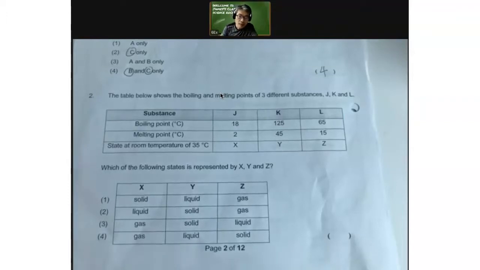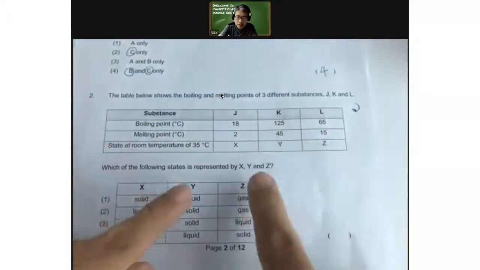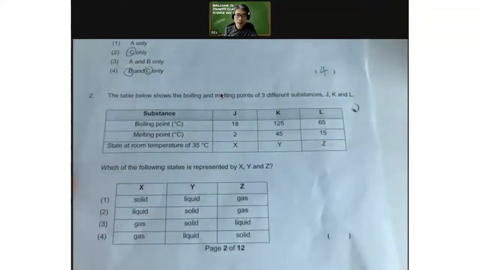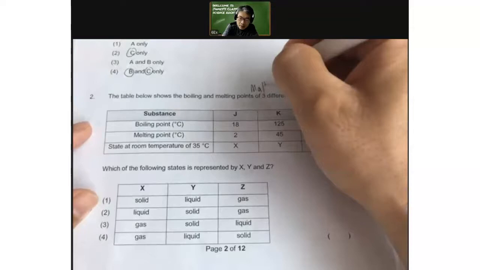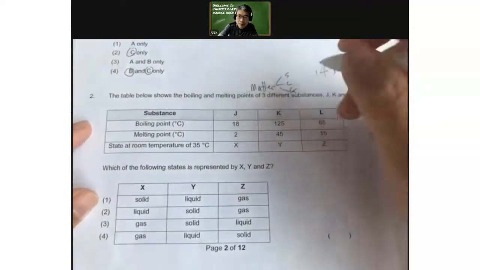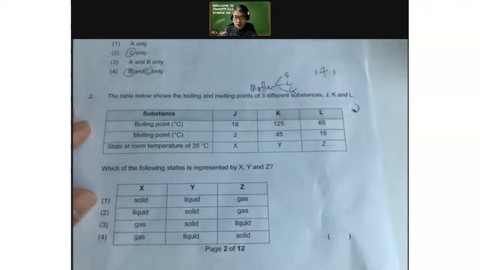Let's continue. The table here, table refers to this thing with many columns and rows. It shows the boiling and melting points of 3 different substances J, K, and L. Now, this is a topic that you have in your lower block called matter. And you learn that matter has 3 states: solid, liquid, and gas. And know that at different temperatures, like at the boiling point, the change in state will be from liquid to gas. At the freezing or melting point, at the same temperature, a solid can change to a liquid, or a liquid can change to a solid.